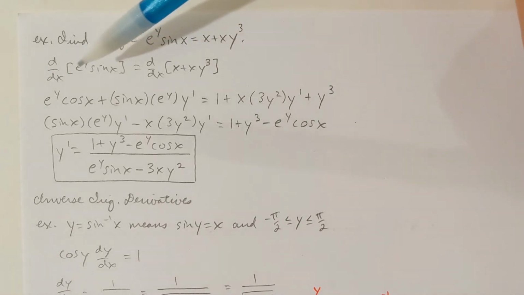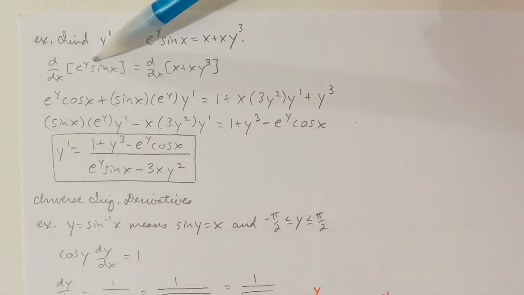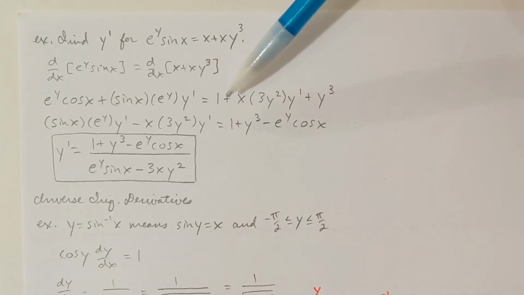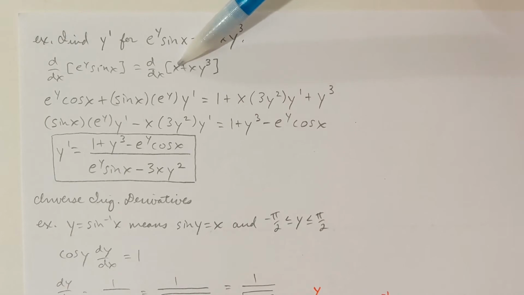So I've got a product rule. I want the first, that's e to the x, times the derivative of the second. Derivative of sine x is cosine x, and then plus the second, that's sine x, times the derivative of the first. Derivative of e to the y would be itself e to the y, but since that was in terms of y, I need to make sure I tack on a dy dx, or y prime, that's the same thing. On the right, derivative of x is 1, and then the derivative of x times y cubed, that'd be a product rule.